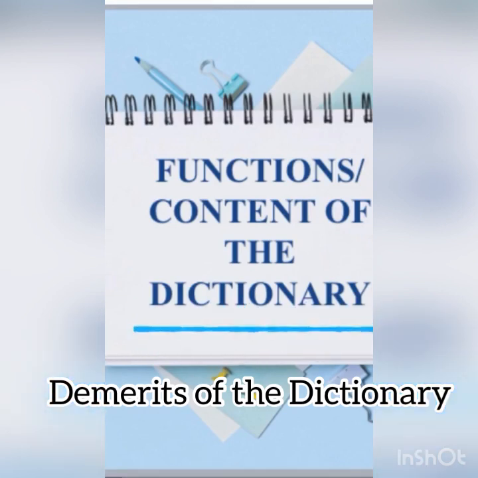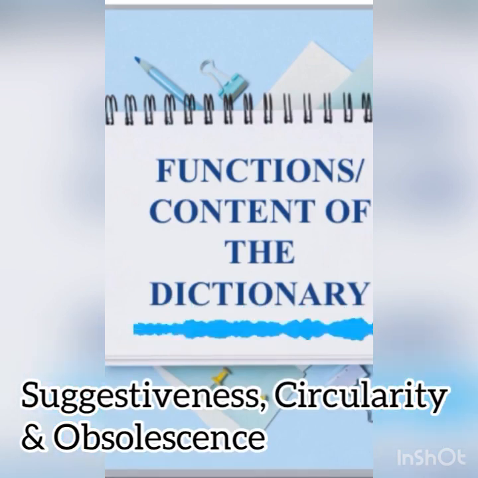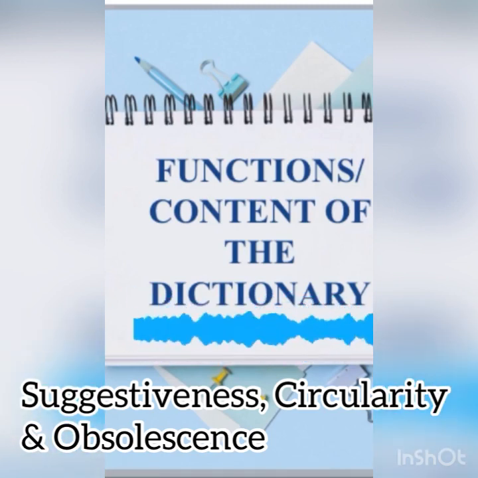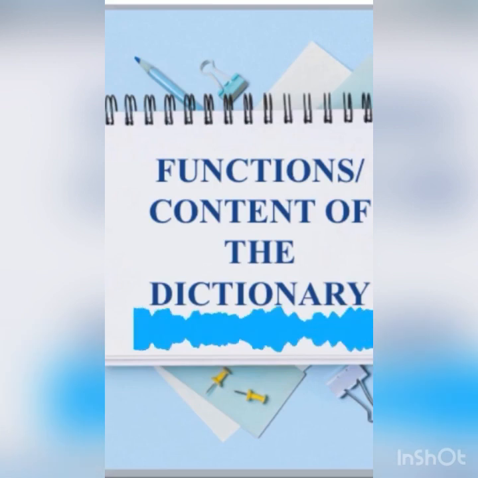So can a dictionary have demerits? Yes, because language is dynamic, and three shortcomings are usually attributed to the dictionary. Let's look at them: suggestiveness, circularity, obsolescence. Let's discuss suggestiveness. The dictionary could give several meanings for just one word. One of the suggestions may meet the need of the user, and there's a probability that none of the suggested meanings would serve my need as a user. So, is that not a demerit?